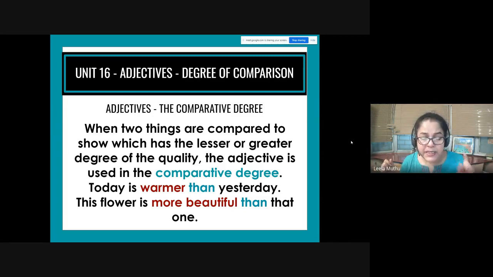Okay, this flower is more beautiful than that one. So we were talking about this flower being beautiful, but now I saw something else which I felt is more beautiful than that one. So here two flowers are being compared, and we have seen the quality of beauty which is more in this flower than the other one.